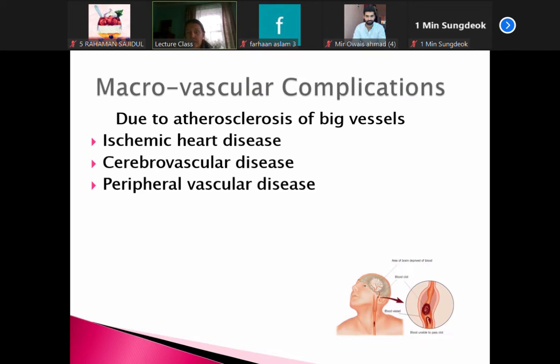Peripheral vascular disease, endarteritis, angiopathy of lower limb and upper limb, versus gangrene. It is your surgery classes also next year, in your 10th semester. But this is all atherosclerosis. Clots close the blood supply, so blood supply is poor due to atherosclerosis of the big vessels. It is the general pathogenesis of all macrovascular complications in diabetes.